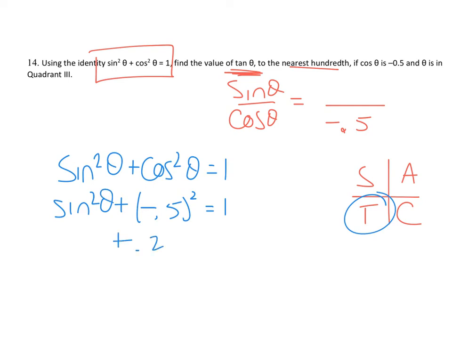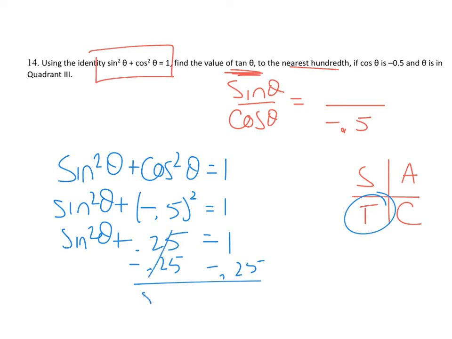This is going to get you 0.25 plus sine squared theta equals 1, and then you're going to solve. You take the minus 0.25 over, and you get sine squared theta equals 0.75. You could leave it as a decimal or make it into a fraction. It really doesn't matter. I think I did a fraction on the review sheet key, but either way you'll get the same answer. Now we take the square root, and you get sine theta equals negative square root of 0.75.